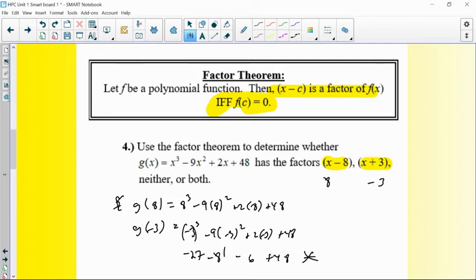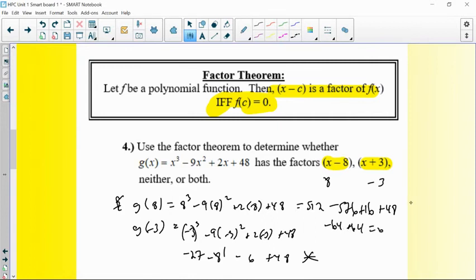This one up here, 8 cubed, I guess I was thinking of 8 to the 4th power. So we have 8 cubed, which is 512, minus 9 times 64, which is equal to 576. Oh, this one's going to work out. Plus 16 plus 48, because 16 and 48 is going to give you 64. And that's exactly -64 plus 64 equals 0.